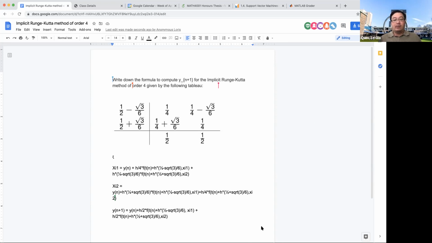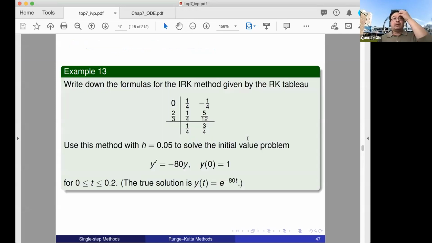Okay. So now we go back to the lectures. You see that we did the implicit Runge-Kutta method of order 4, and you can write down the method for implicit Runge-Kutta method of order 3. So this table is for order 3. Okay. Question?